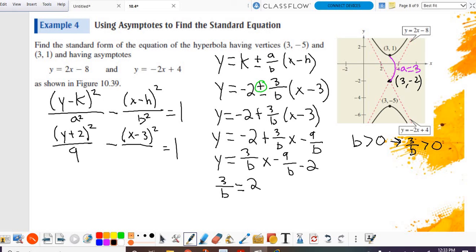So then we could solve for b. We would multiply both sides by b, and then divide by 2. So we get that b equals 3 halves. But remember, when we have our equation, we're looking at b squared, so we could square both of those separately. So we would have 9/4. So we could plug in 9/4 here.